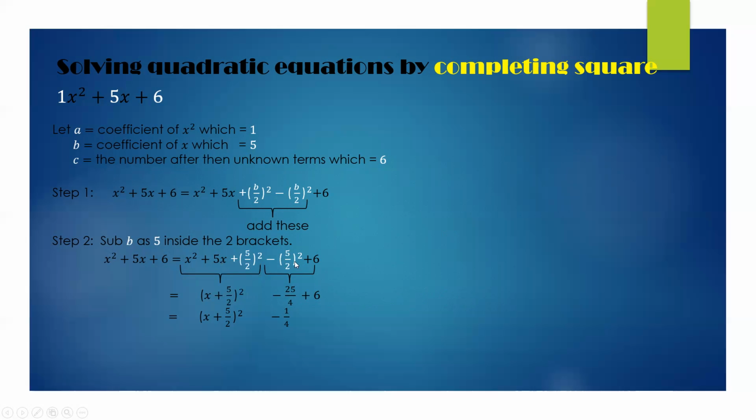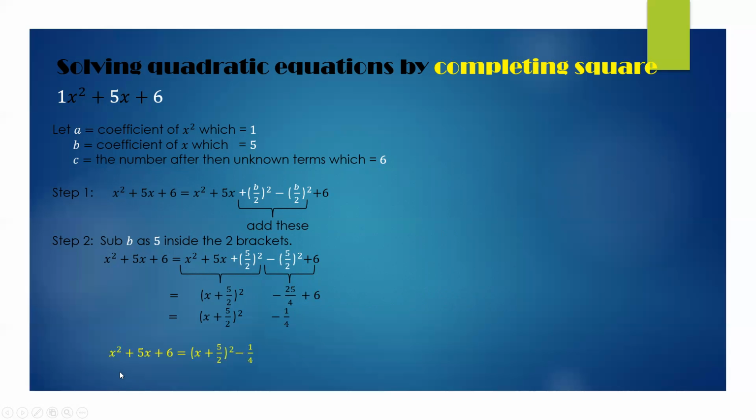After that, these two, you need to expand. I mean, this one you need to expand. So you get 25 over 4. After we power 2 it, I get 25 over 4, but because of this negative, the answer still remains negative. Then plus the 6 back here, so I copy it down. Then after that, we simplify this one, and we get the answer as negative 1 over 4. So after we get to this stage, the completing square process has been done.